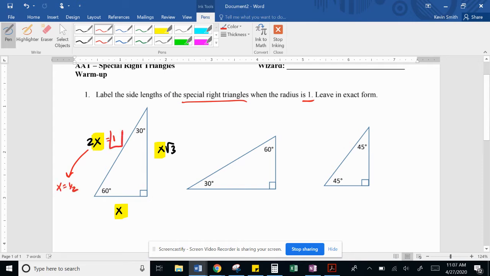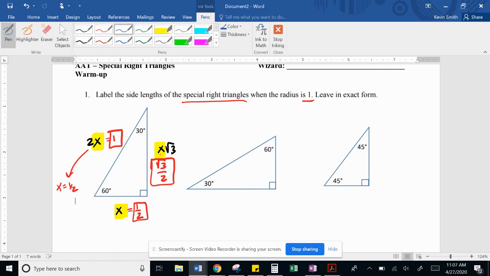So we already know the radius is 1. This side is equal to 1/2 across from the 30. And across from the 60, this will be 1/2 times the square root of 3, or better, root 3 over 2, which is more commonly seen. Those are the three sides.